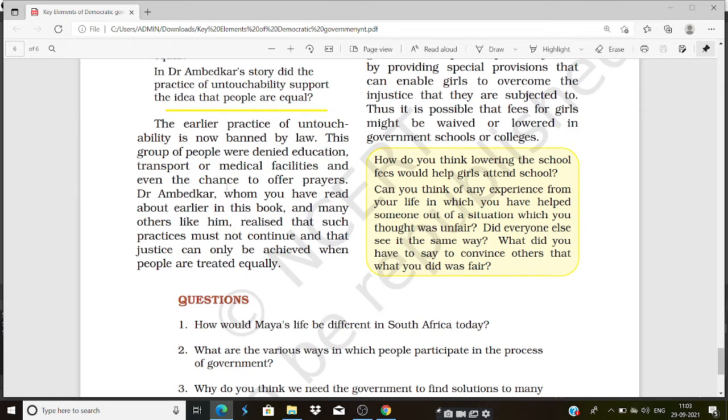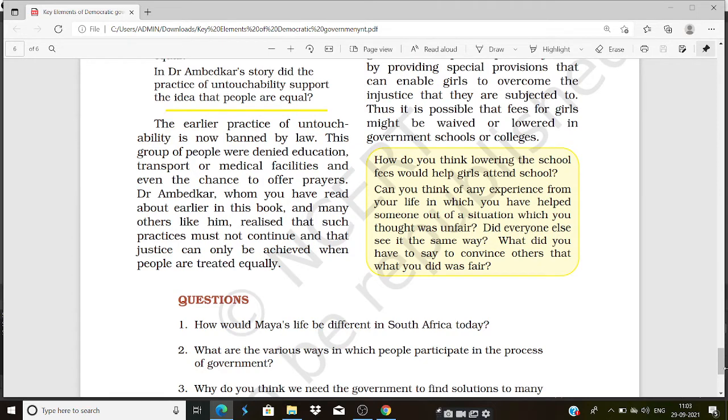So Dr. Baba Sahib Ambedkar, about whom you have read earlier in this book, and many others like him, realized that such practices must not continue, and that justice can only be achieved when people are treated equally. तो डॉक्टर बाबा साहब अम्बेडकर और उनके जैसे कई सारे लोगों को ये रियलाइज हुआ कि such kind of practices must not be continued, and that justice can only be achieved. न्याय लोगों को तभी मिल सकता है when they are treated equally.